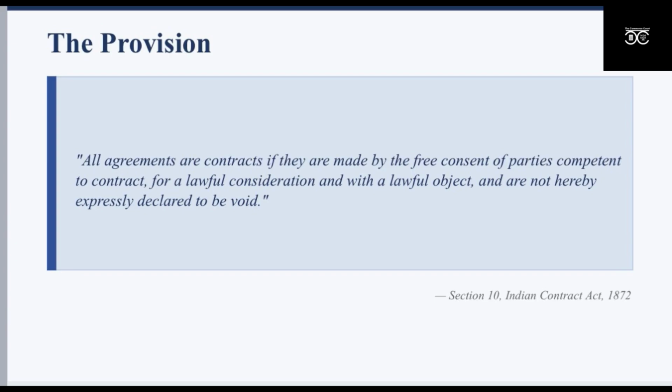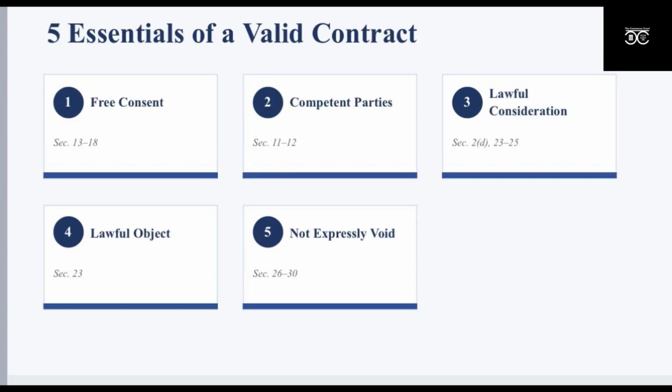Thus, we can say that all agreements are contracts if they are made by the free consent of parties competent to contract for a lawful consideration and with a lawful object, and are not hereby expressly declared to be void. Thus, there are few elements to a contract, such as free consent of parties, competent parties, lawful consideration, lawful object, and expressly not declared void by law.